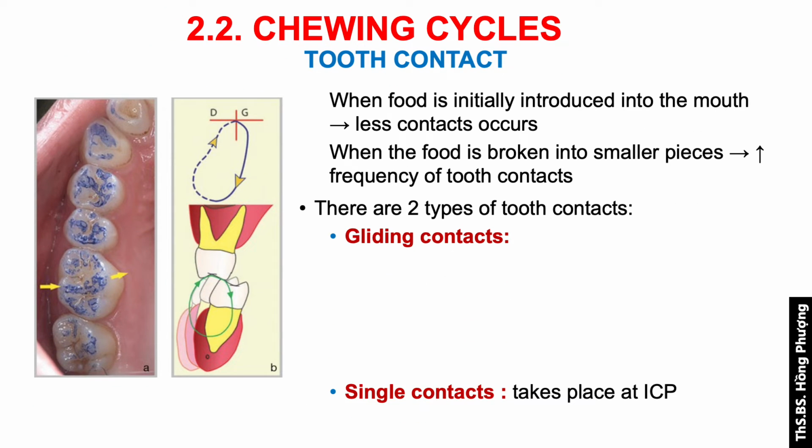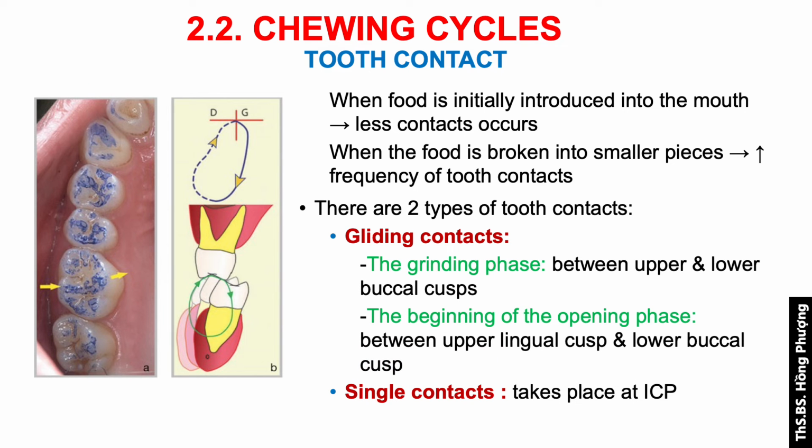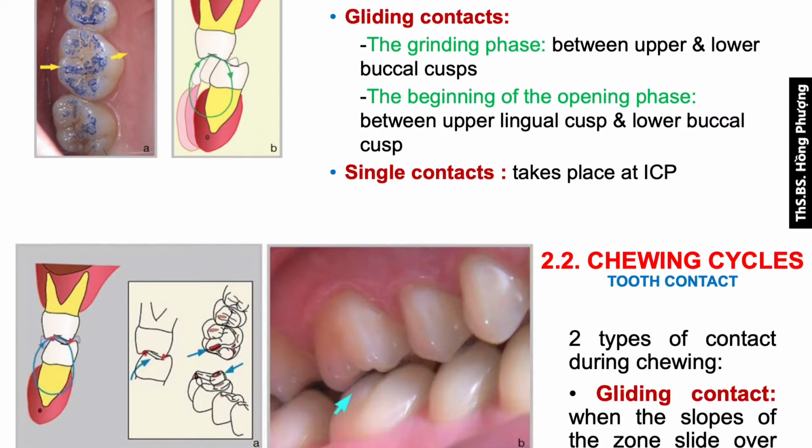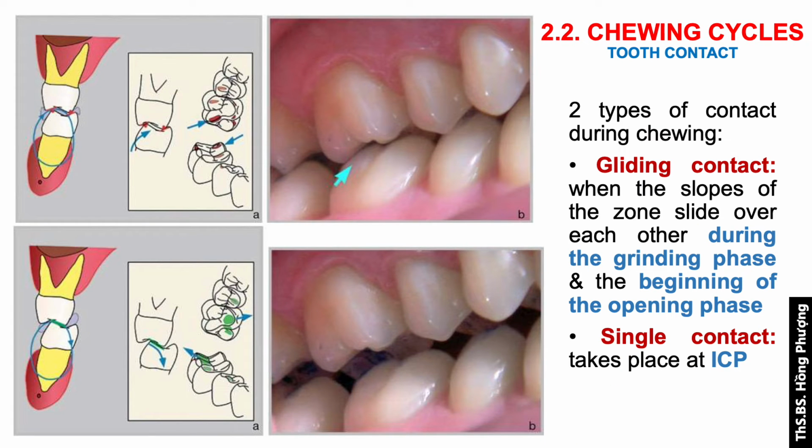When the food is initially introduced into the mouth, less contact occurs. But when the food is broken into smaller pieces, the frequency of tooth contact increases. There are two types of tooth contacts, including gliding contacts and single contacts. The gliding contact occurs when the slopes of the jaws lie over each other during the grinding phase and the beginning of the opening phase. Single contact takes place at the maximal intercuspal position.